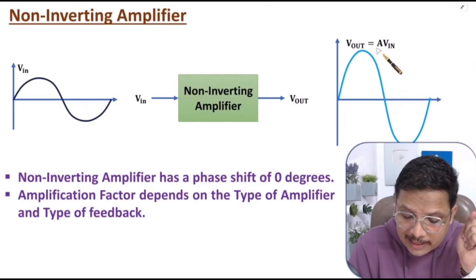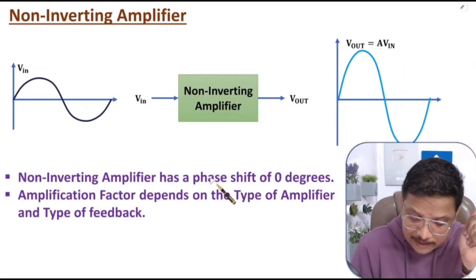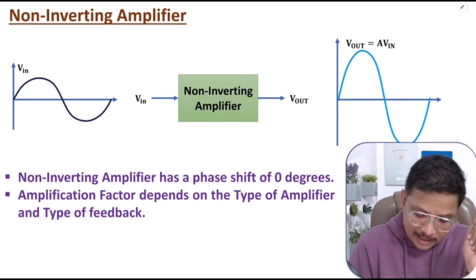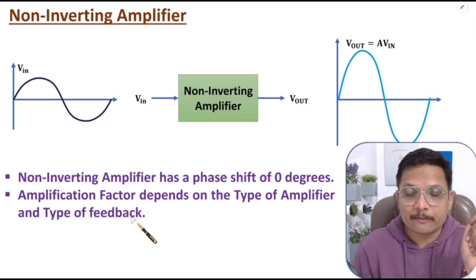If you talk about non-inverting, you see gain is plus A. So the output is having zero phase difference with respect to input. So you see input is a weak signal, output is amplified by factor A, right? There is no phase difference. Here the amplification factor A depends on the type of amplifier and type of feedback. It will be zero phase difference.